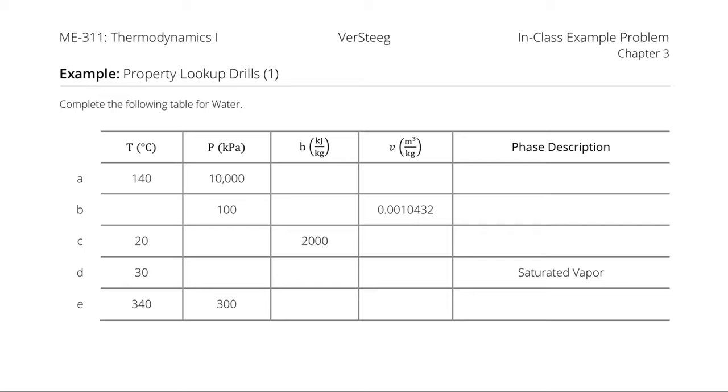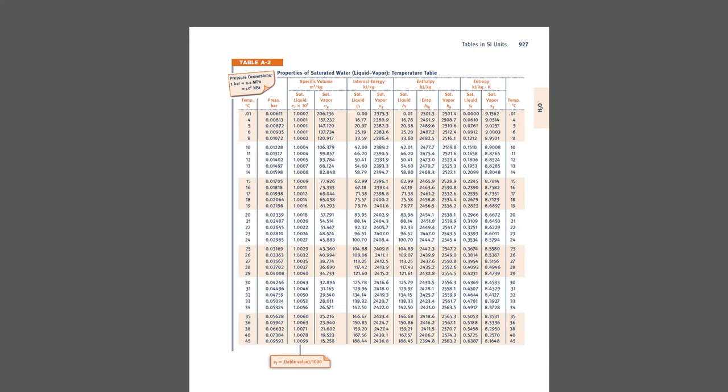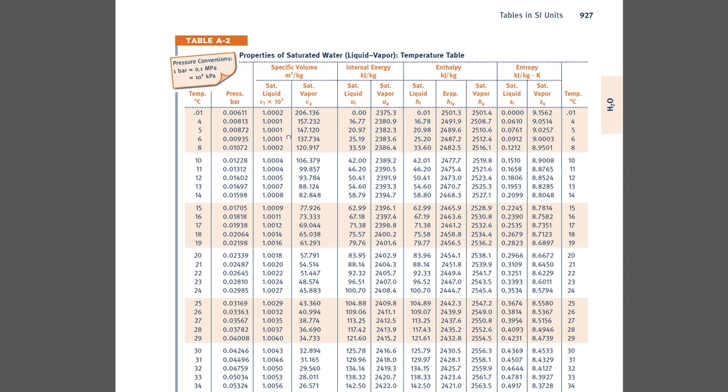That procedure would involve either table A2 or A3, depending on if we wanted to use the temperature to drive the saturation pressure lookup or the pressure to drive the saturation temperature lookup. In the interest of character building, I will show you both ways. The saturation pressure corresponding to a temperature of 140 degrees is going to come from table A2, which is the saturation tables listed by temperature.